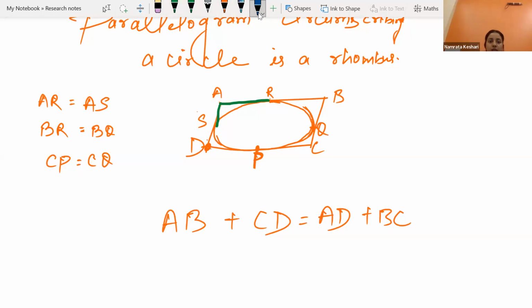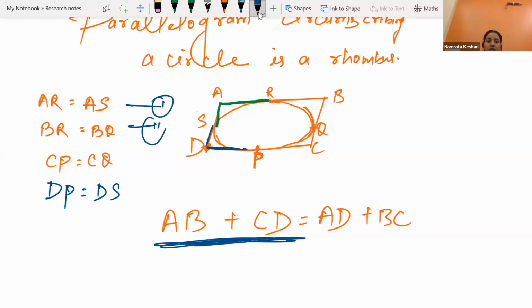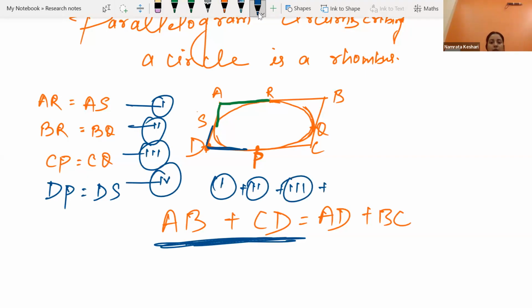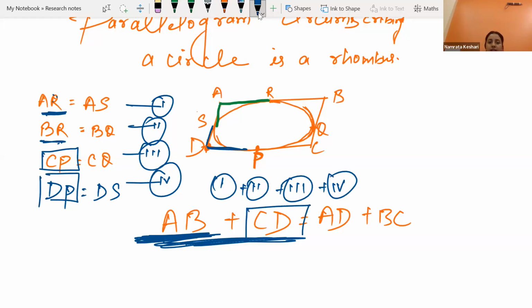Everyone, are you getting it? Yes. Okay, so at first we will show this one. We will say that DP is equal to DS, and when you add all the equations 1 plus 2 plus 3 plus 4, you will be getting, see this side, AR we are having, and then BR. AR and BR added together will make AB, which I have written over here. Similarly, CP and DP added together will make CD, which I have written over here.